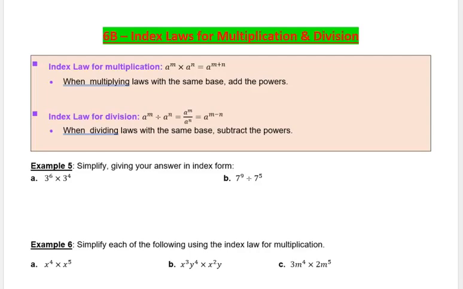So when we are multiplying numbers that have the same base, whatever they are, to the power of this, to the power of that, as long as they have the same base, you can just add those powers together. That's the index law for multiplication. The index law for division is just the opposite. Again, we have the same base, number or letter, and if we have these two powers, we're going to end up just subtracting them, and I'll show you why that works.